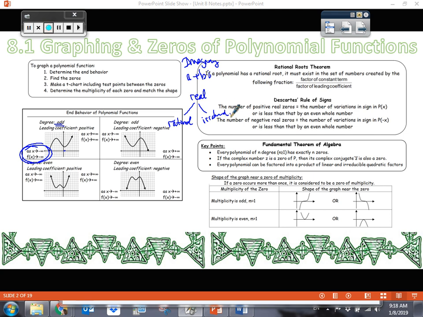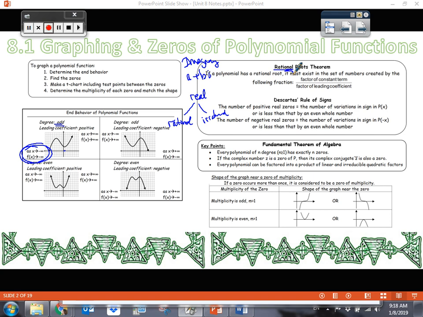So let's talk about those differences. Rational numbers are numbers that can be written as fractions, like 1/2 or 5. They're an integer or they're a fraction. Irrational numbers would be like square root of 2 or pi. Those are irrational numbers. This theorem only finds rational roots. If you have imaginary roots or if you have irrational roots, it doesn't see them. It cannot find them. It can only find rational roots.